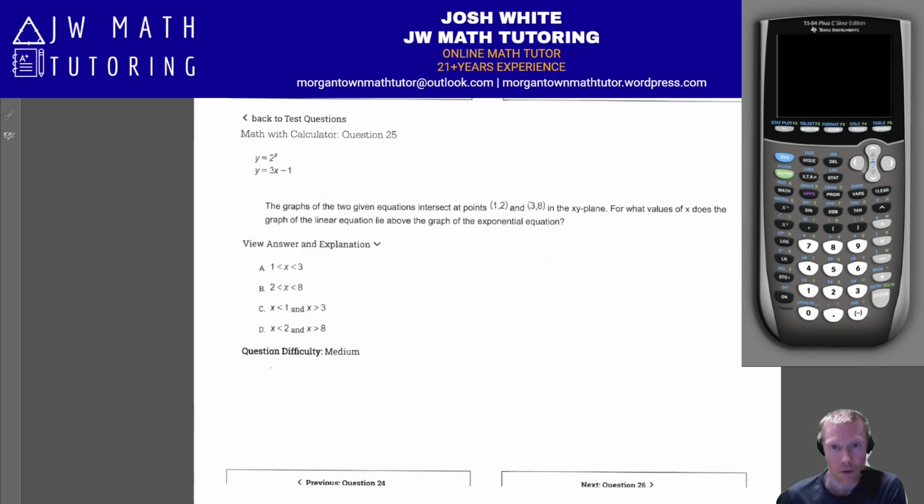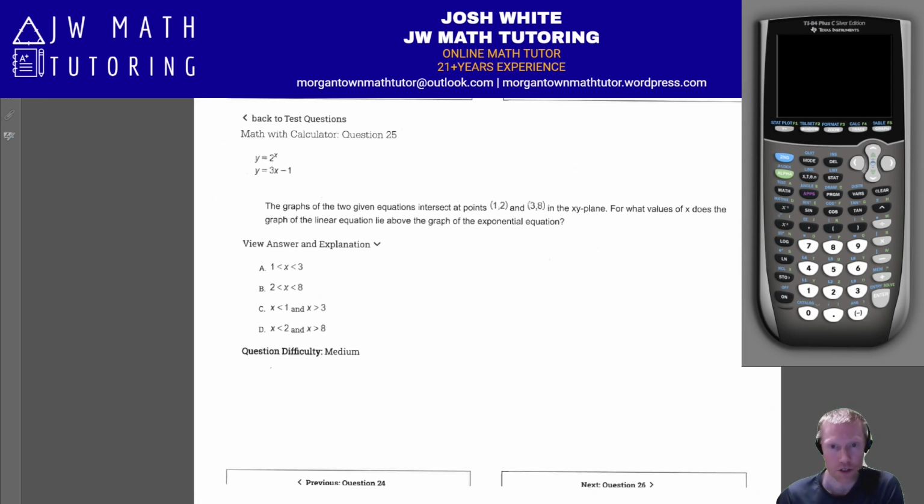Now, question number 25. You are given 2 functions here. One of them is exponential, one of them is linear. And it actually tells you where the 2 graphs intersect. And it wants to know for which values of x does the graph of the linear equation lie above the exponential. So if you're familiar with what a linear equation looks like, which is usually just a diagonal line, I mean, it could also be horizontal or vertical, but this one's diagonal.